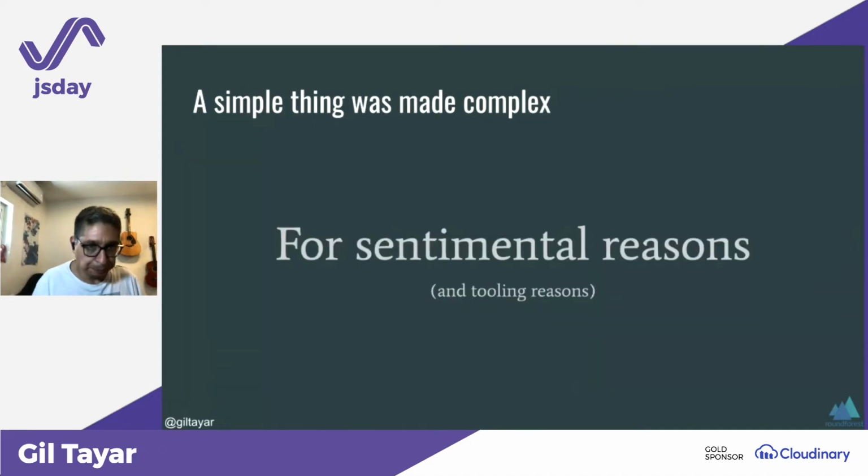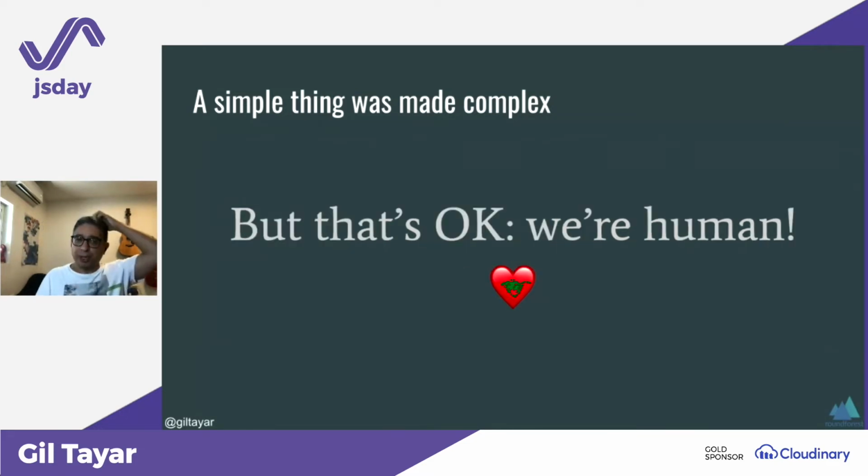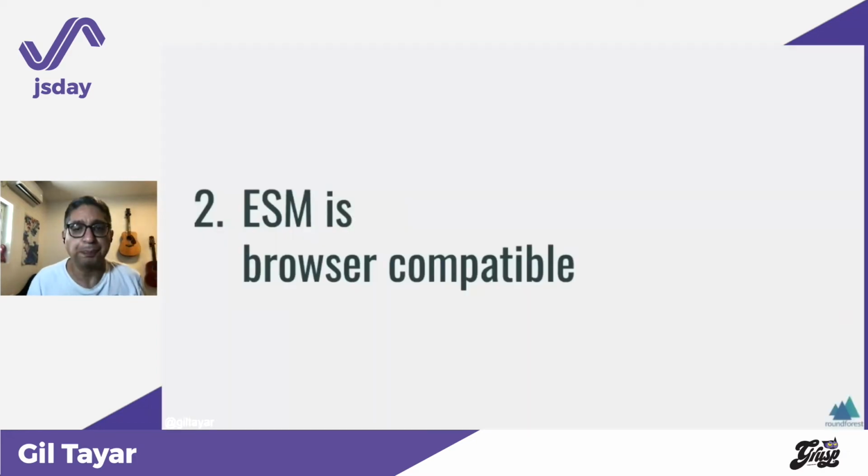It's also allowed. And the simple thing was now made complex, because if you look at a file, you don't know whether it's ESM or CJS. You have to look at the package.json and remember stuff. Oh, horrible. A simple thing was made complex for sentimental reasons and tooling reasons, but that's okay. I mean, we're human. I totally understand that.